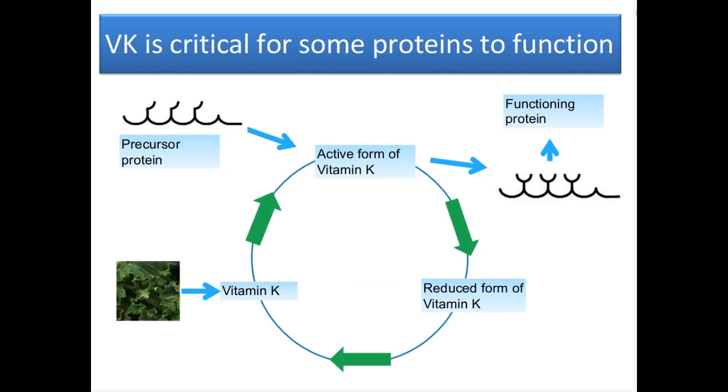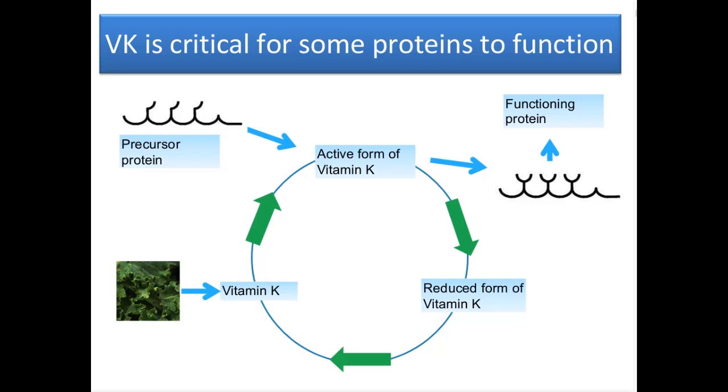So here you have your green leafy vegetables, and that provides the source of vitamin K. And through a lot of biochemical reactions, this vitamin K form actually gets converted in your body to an active form. This active form is required to change a certain protein from a non-functioning to a functioning protein. And then vitamin K gets biochemically changed again back to the vitamin K form that you see in the diet. And this cycle occurs many times.